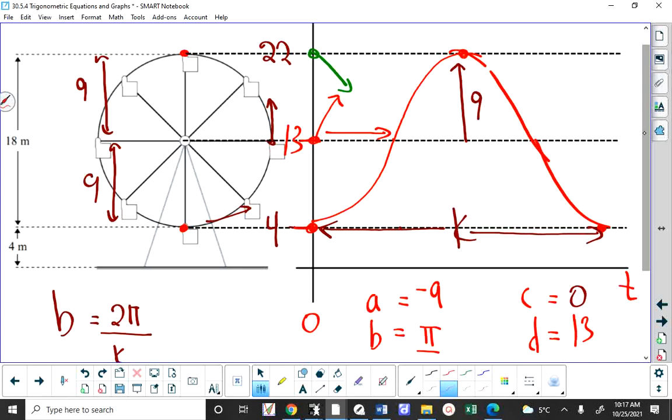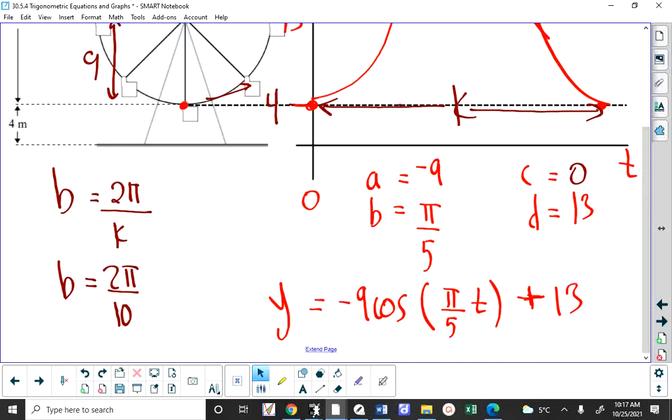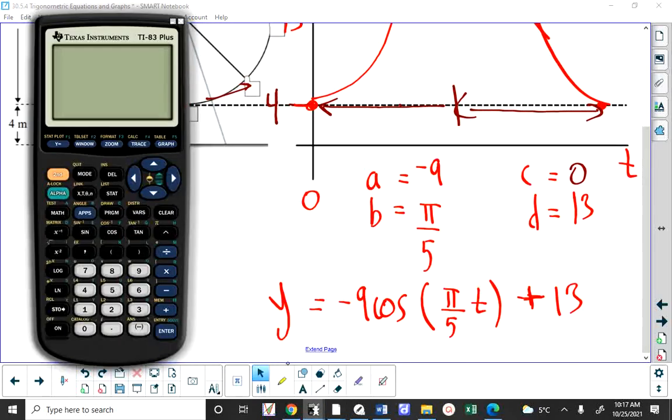One final thing. Let's graph this just for kicks. Y equals -9 cosine pi x, which is t, over 5 plus 13. We need to be in radians. Any application question where you create your own function is in radians. Double check it. That's what we wrote.